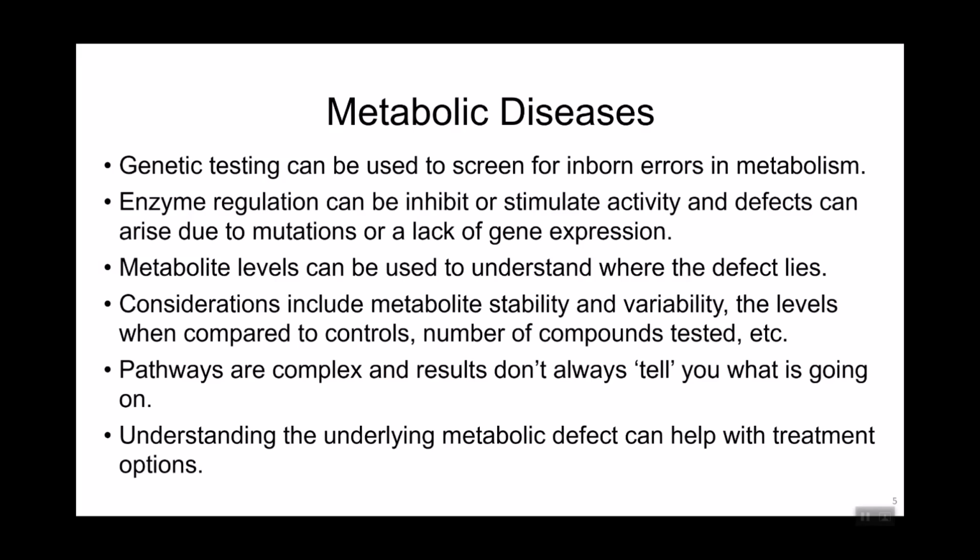We can use the levels of different metabolites in the blood or urine to help us understand where the defect lies. But there are many considerations that we need to take into account, such as the stability or the variability in the molecule. So it might be metabolized or processed, so we might actually have to measure different compounds. And then it also comes down to what is a significant change. Are you looking for 2 times or 10 times more than your controls?